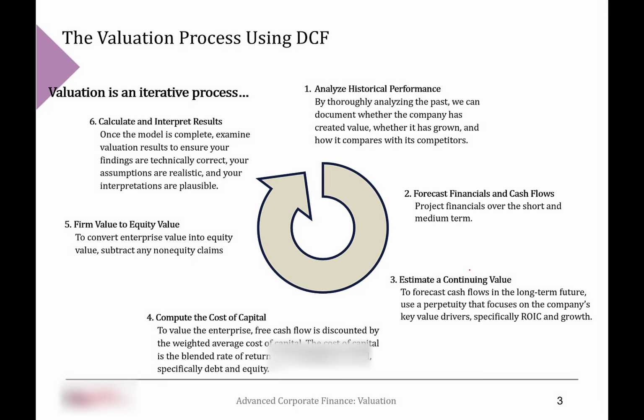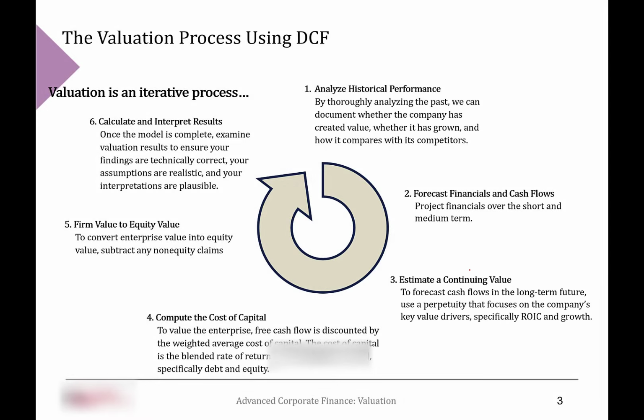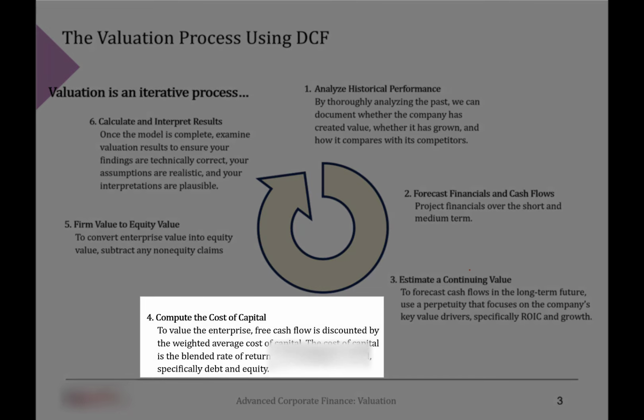When you're done with forecasting the projection period, you need to estimate a terminal or continuing value for the company, that is essentially the present value of all future cash flows at the terminal value year. When you have forecasted free cash flows in the future, you need to discount them to obtain their present value. The discount rate must reflect the riskiness of those cash flows and is called the cost of capital. It is computed by taking the average weighted rate of return for all sources of capital, namely debt and equity.